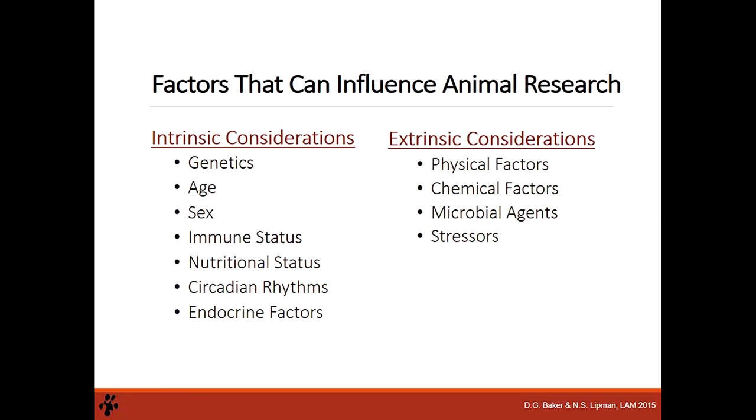So what are, in a composite sense here, the factors that influence animal research? In a broad sense, we have intrinsic factors and we have extrinsic factors. And we're all aware of the intrinsic factors such as the genetics of the host, age, sex, the immune status of the individual animal, its nutritional status, the importance of maintaining circadian rhythms in these animals and establishing homeostasis for endocrine modulations. Then we have the extrinsic, which are physical, chemical, and, increasingly appreciated, the importance of the host microbiota in assessing outcome.